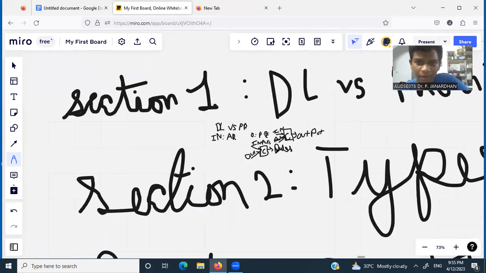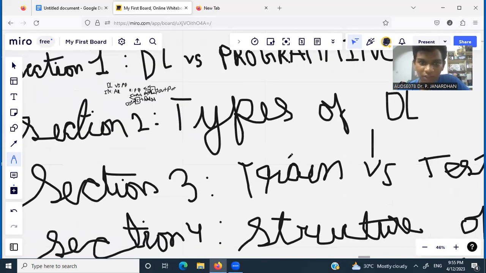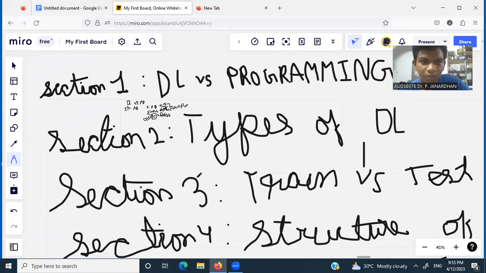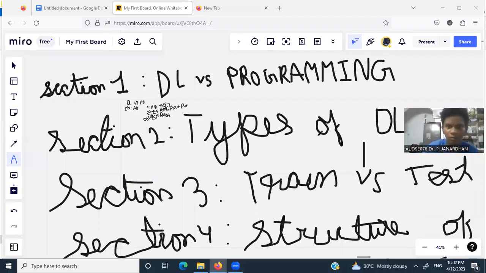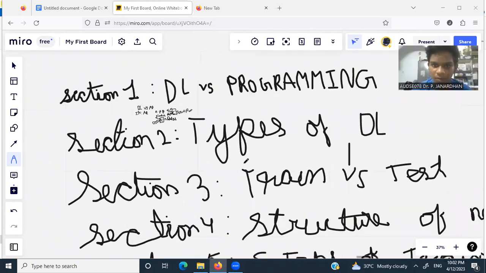So section one completed. Congrats, you came this far. And now section two, let's finish this as far as possible. Section two, types of deep learning. All right, section one finished. So let's get on to section two. So what does section two say? The types of deep learning, right?